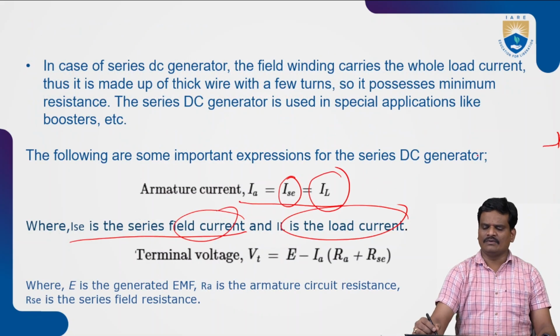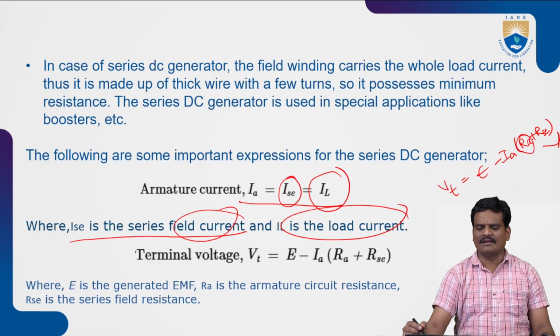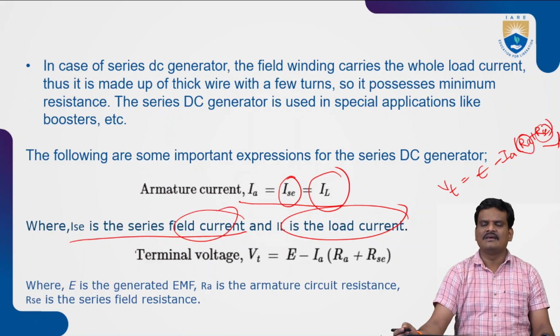VT will be equal to E minus IA into (RA plus RSC). What is RA? Armature resistance. What is RSC? Field resistance.